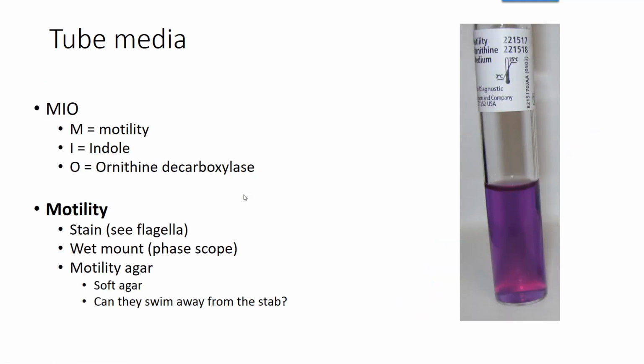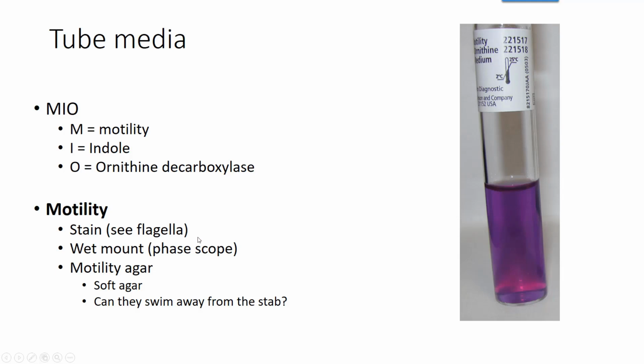I mixed my order up. This is just to show the MIO tube can test for several different things. It will test for motility, it will test for indole production, and the ornithine decarboxylase. This tube, although it does test for motility, is not the only way that you can test for motility, because sometimes it's not the most reliable.